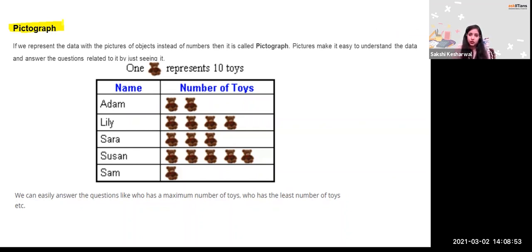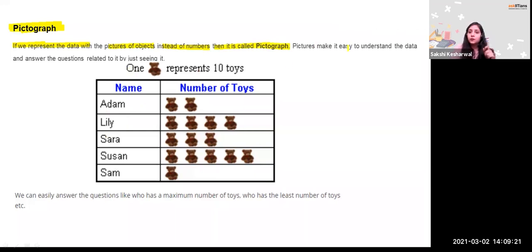But you study this pictograph in junior grades, from 7th standard. We don't prefer anything from the pictograph because it's very cumbersome to do, right? Pictograph is just to make data handling a little more lucrative or presentable, and the students enjoy doing it. So we do such stuff, right? If we present data with a picture of an object instead of a number, it's called a pictograph. Just like Adam, how many toys?